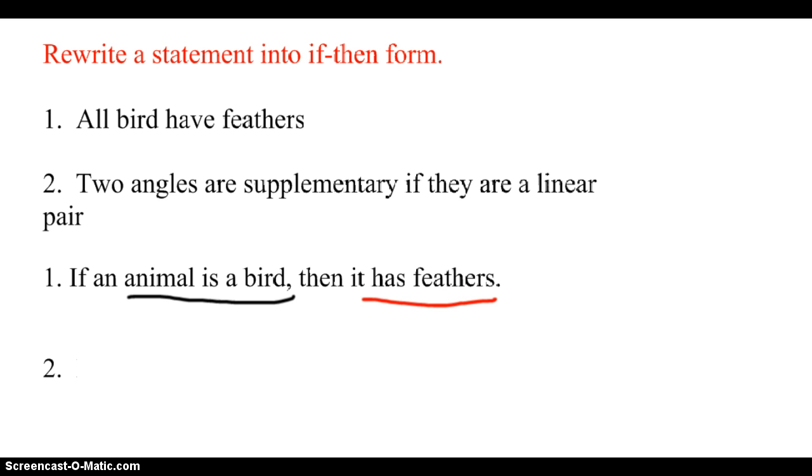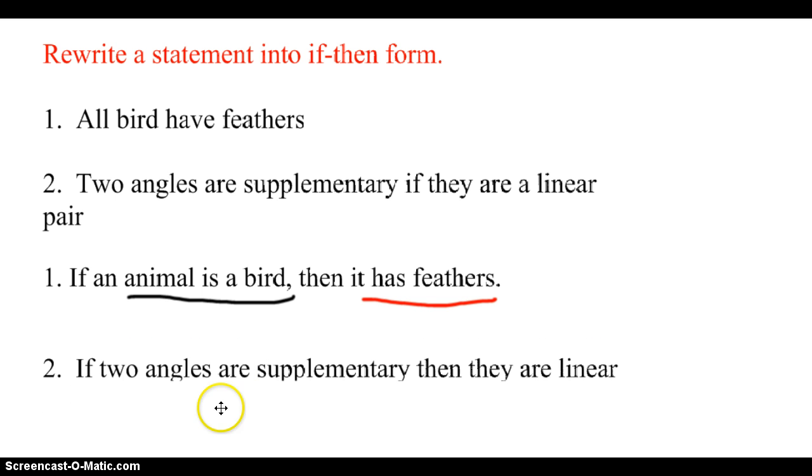The next one, it has a subject already. The angles are the subject. So if I had to put it, if two angles are supplementary, then they are a linear pair. So it's a little easier because it has a very specific subject and conclusion. Again, the hypothesis would be after the if, two angles are supplementary, and the conclusion would be they are a linear pair. Or I'm sorry, then they are linear. Oh, I forgot pair. Okay.